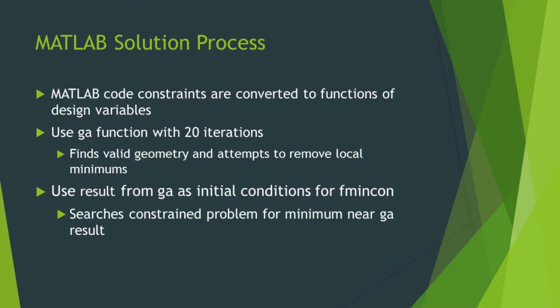Alright, so the real question is, how did I go about solving this optimization problem? So I solved it using MATLAB code where I set the constraints, and then first off I used the genetic algorithm function with 20 iterations to find a valid geometry and attempt to remove local minimums. Then, once I had that result, I used that as initial conditions for fmincon to search the constraint problem for the minimum near the GA's results.